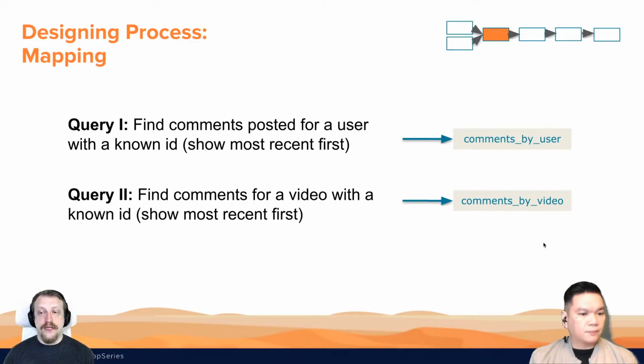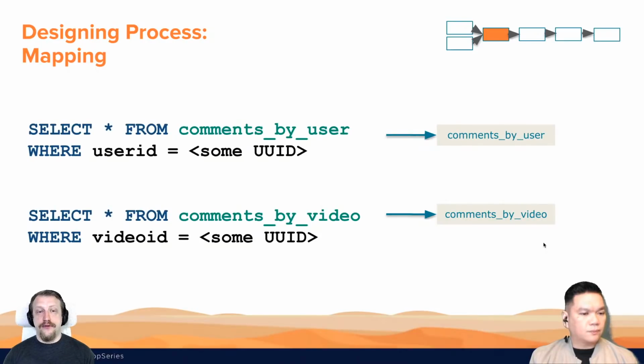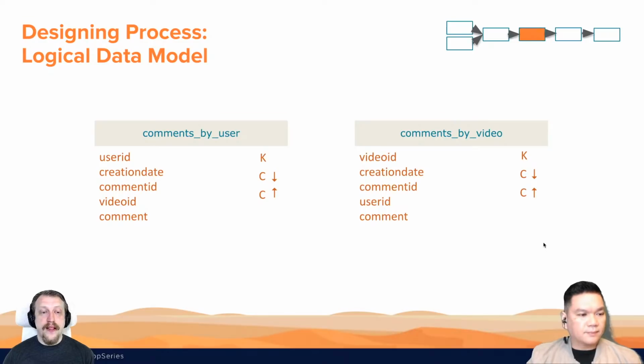We think of comments by user. Query 2: find comments for a video with a known ID. Show most recent first. And that's about comments by video. And that's how our queries finally look: select from comments by user, select all from comments by video, given we know the video ID or user ID. And we start to think of two tables at the step of a logical data model: comments by user, comments by video.